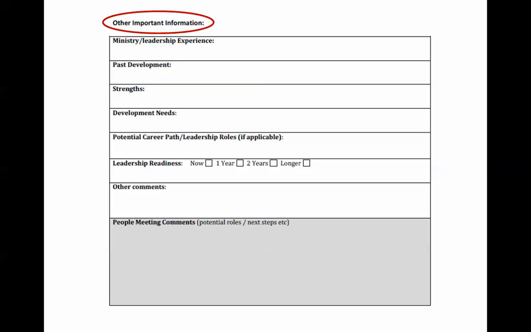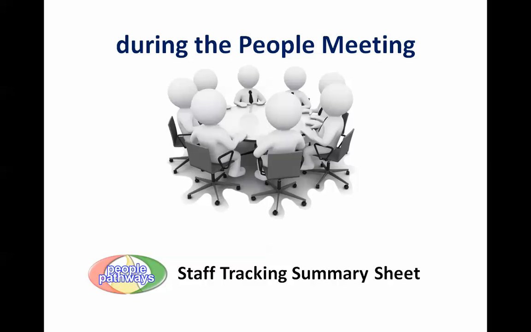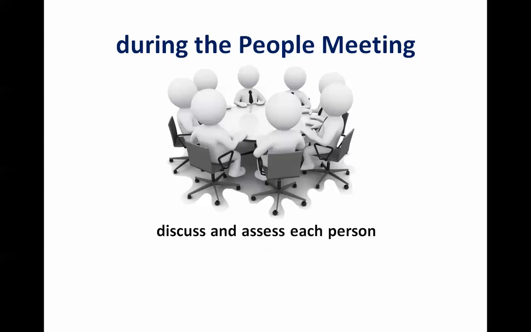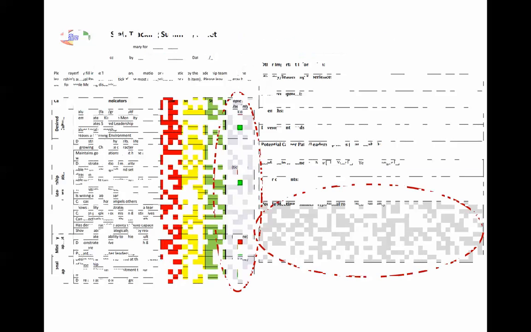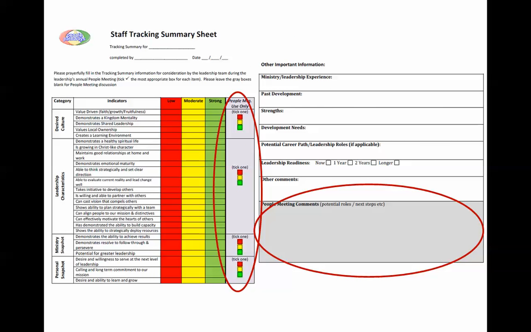This sheet will also be used during the people meeting, as senior leaders use the information in the sheet to discuss and assess each person. After their discussion, the summary assessment for each person is recorded in the gray highlighted sections.